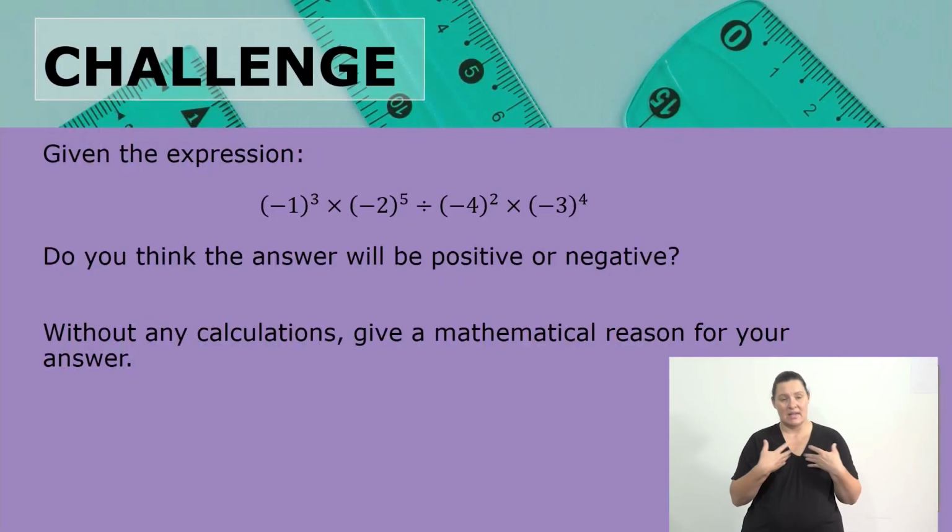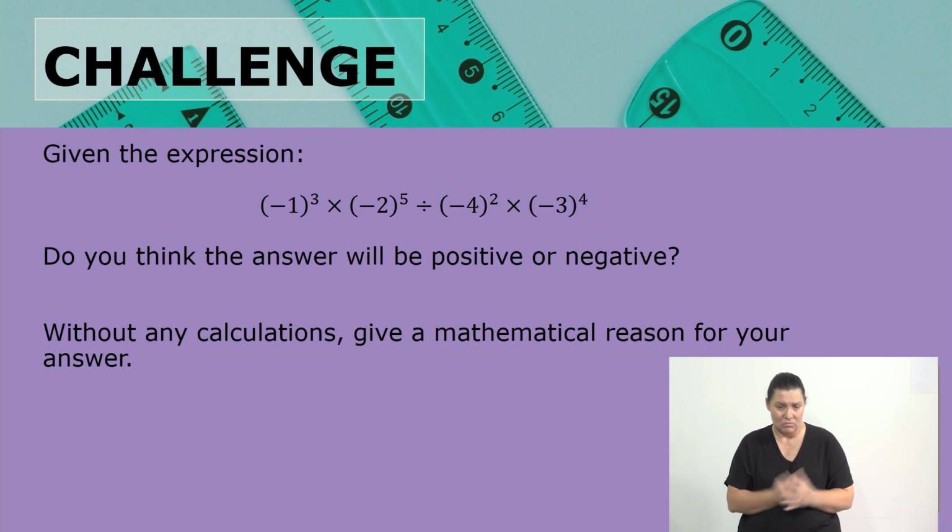Let's end off with a challenge. So, given the expression -1 cubed multiplied by -2 raised to the exponent 5 divided by -4 squared multiplied by -3 raised to the exponent 4. Now, do you think the answer will be positive or negative? This one is tricky because without any calculations, give a mathematical reason for your answer. So you are going to use what you learned in this lesson to determine if the answer will be a positive number or a negative number.